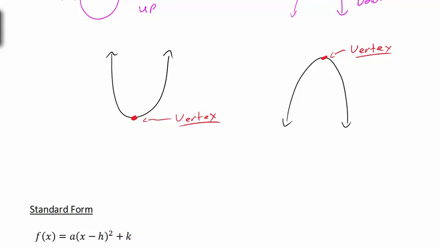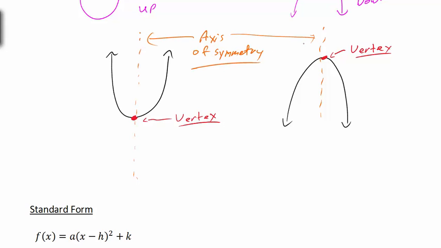And if we think of a line going right through the vertex, this is called the axis of symmetry. And what that means is if you were to fold the graph on this axis of symmetry, then this part of the graph is going to fall right on top of the other side of the graph. And so that means it's symmetric with that line. And that's going to always go right through the vertex of your parabola.